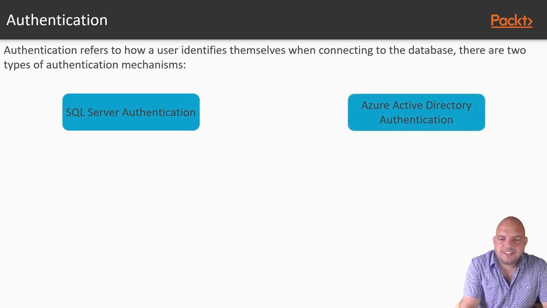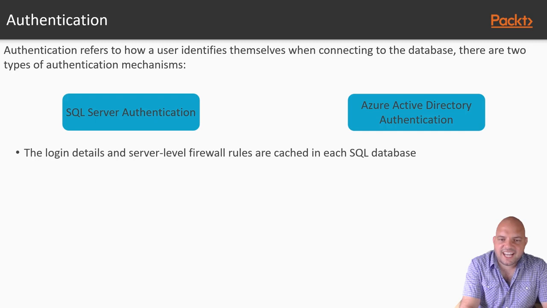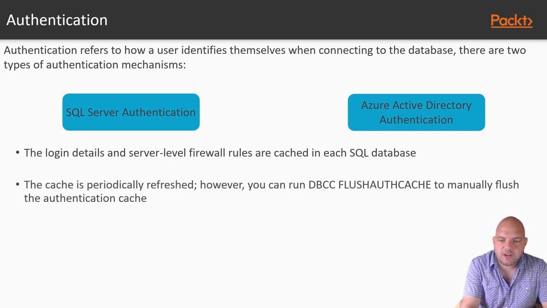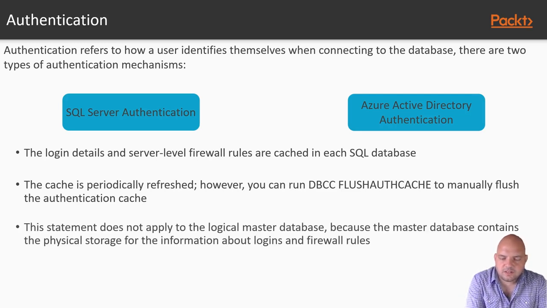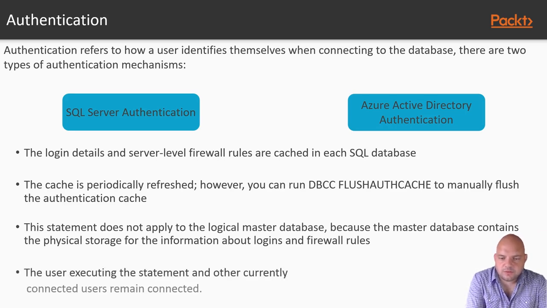The login details and the server level firewall rules are cached in each database. Now this cache is periodically refreshed, but you can refresh it manually by running DBCC FLUSHAUTHCACHE to manually flush the authentication cache. Now this statement doesn't apply to the logical master database because the master database contains the physical storage for the information about logins and firewall rules. The user executing the statement and other currently connected users will remain connected.